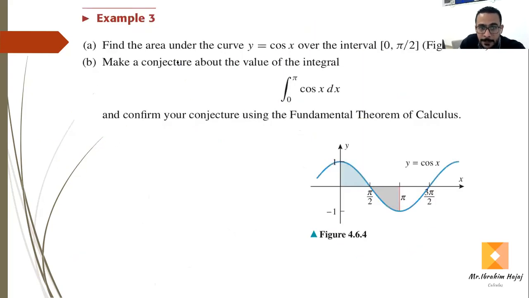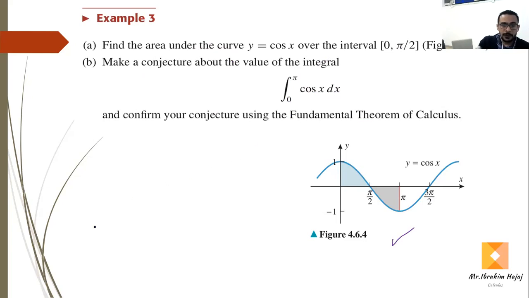Next, example 3, letter A, no problem. Find the area under the curve y equals cosine x over the interval 0 to 2 pi. This is figure 4.6.4, the figure below. Okay, and then make what? A conjecture about the value of the integral from 0 to pi of cosine x dx, and confirm your conjecture using the fundamental theorem of calculus.